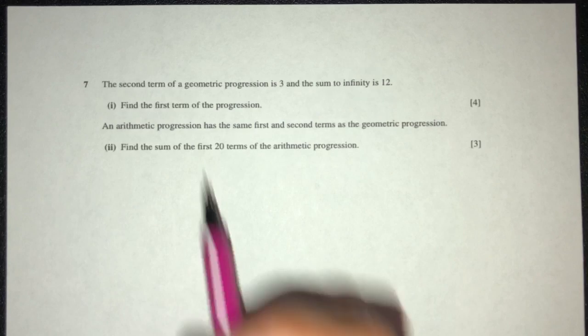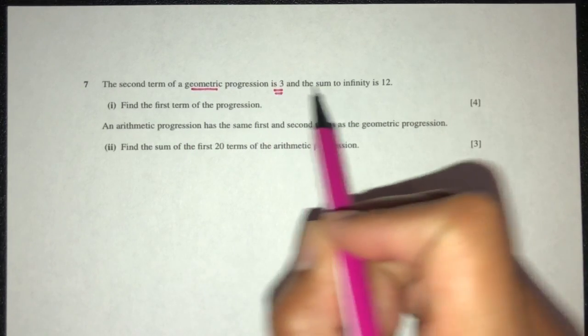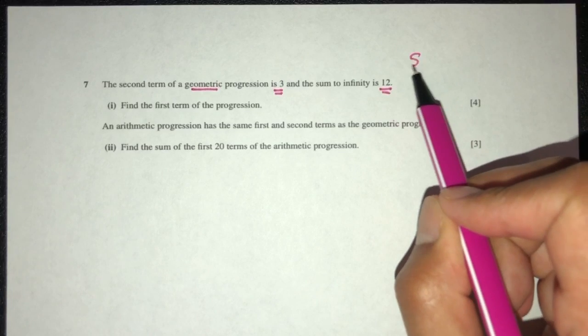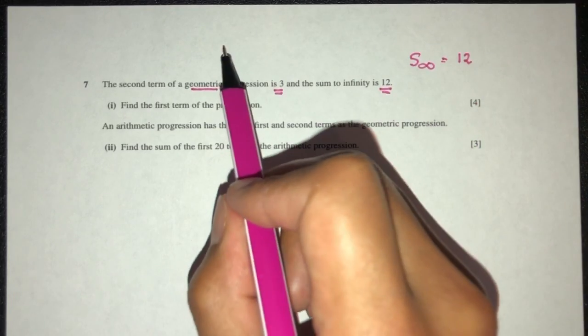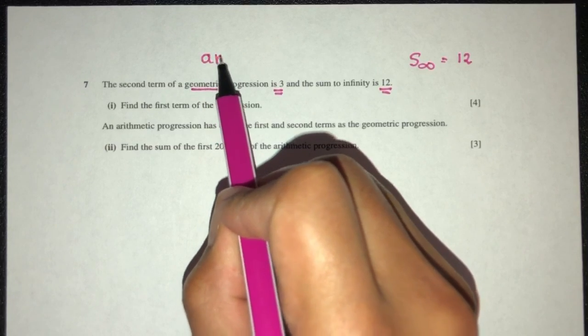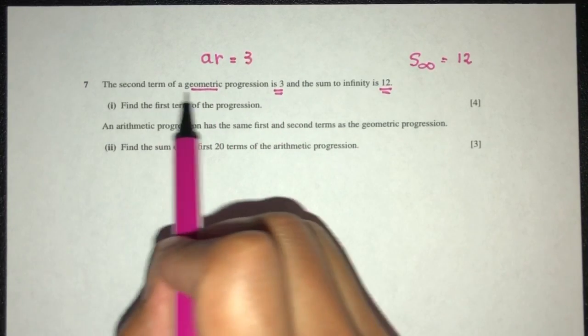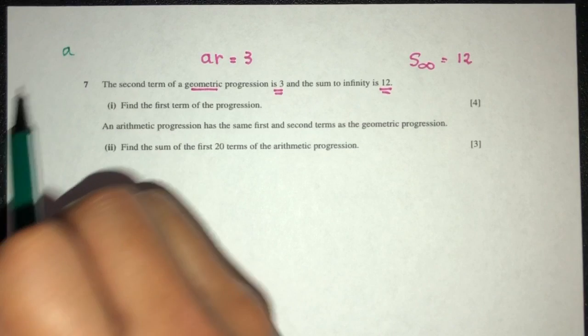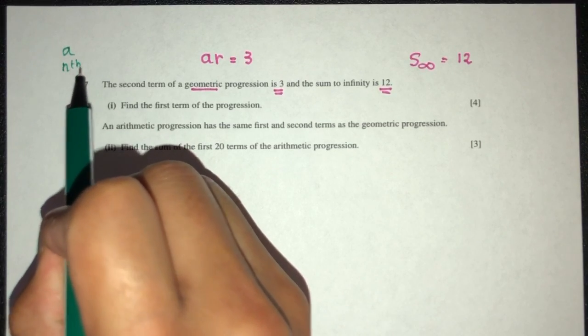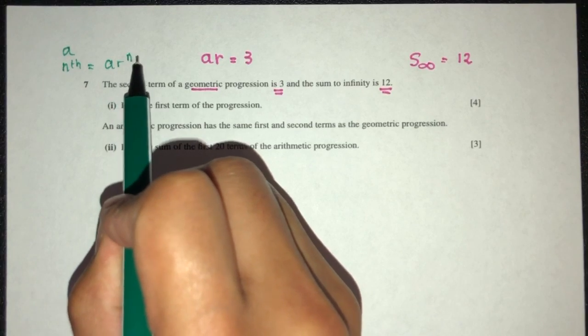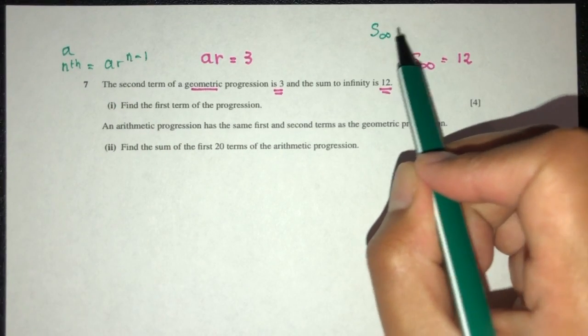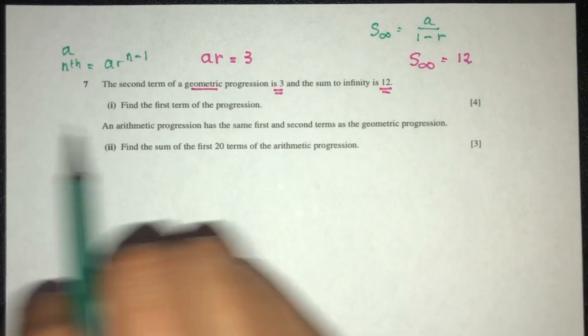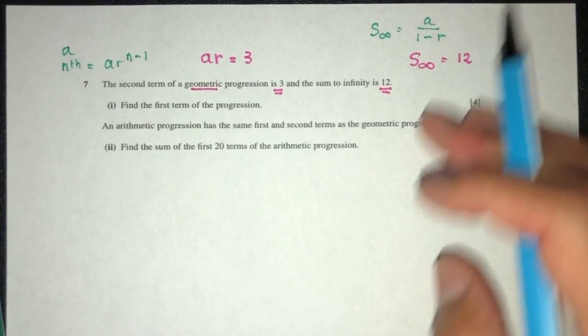The second term of a geometric progression is 3, and the sum to infinity is 12. So the sum to infinity is 12, and the second term, which is ar, is equal to 3. Again, it is given to you already what type of progression this is, and we are given all the formulas in the sheet. We can just copy them. The first term is a. The nth term is given by ar^(n-1), and the sum to infinity is given by a divided by 1 minus r. Right, now we can use this to follow up with the questions.